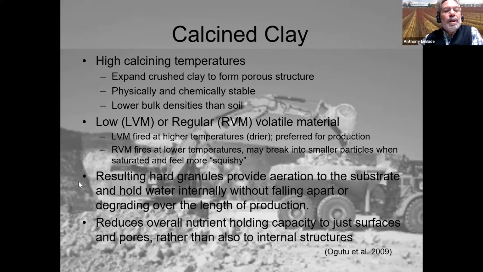Now, they do this by using low temperatures or high temperatures. So the low volatile material is fired at high temperatures, and it is preferred for production in nurseries. It's a little bit more expensive because they have to use higher temperatures to create the structure. And then you have regular volatile material, which is at lower temperatures. Now it can break apart when saturated and feel a little bit more squishy like clay, but it doesn't go back to the same volatility that normal soil clay would have.